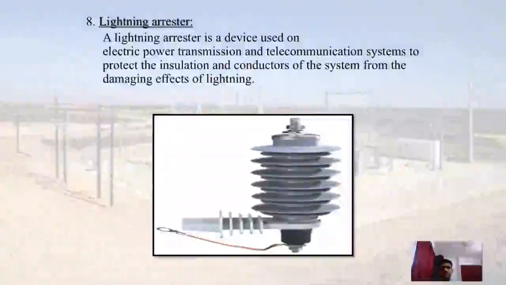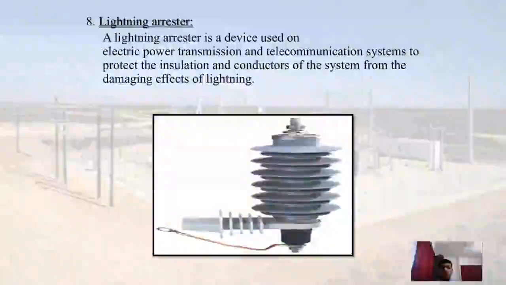In the next slide, here we are going to see the next element, that is a lightning arrestor. A lightning arrestor is a device used on electric power transmission and telecommunication systems to protect the insulation and conductors of the system from the damaging effects of lightning. I have attached an image below of the lightning arrestor.